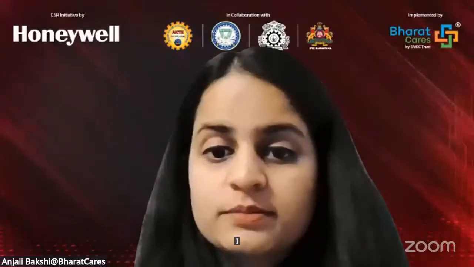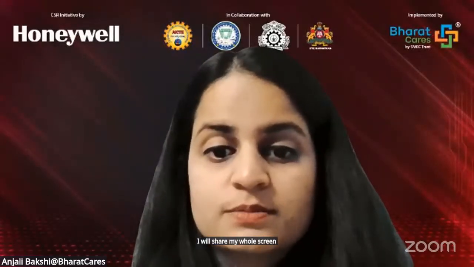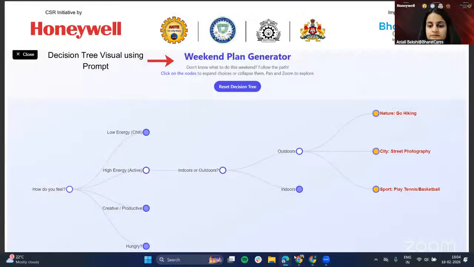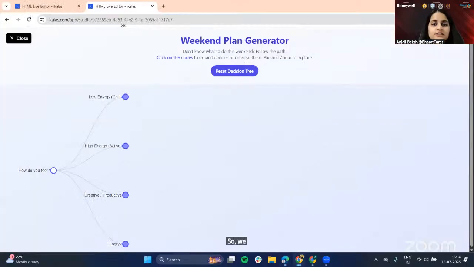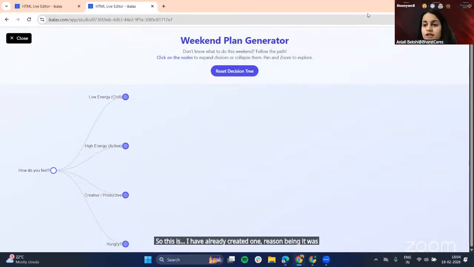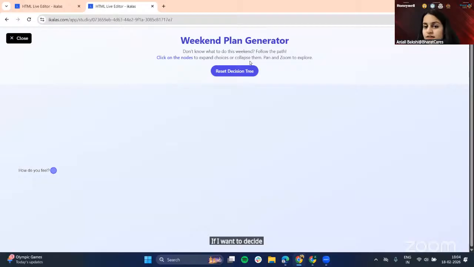I will share my whole screen so that it is visible. I have already created one, because it was taking time to generate with so many people in the session. When we generate, sites get heavy and sometimes get stuck. So this was what we discussed: if I want a weekend plan generator, how can we do that using a prompt? It generated on its own.